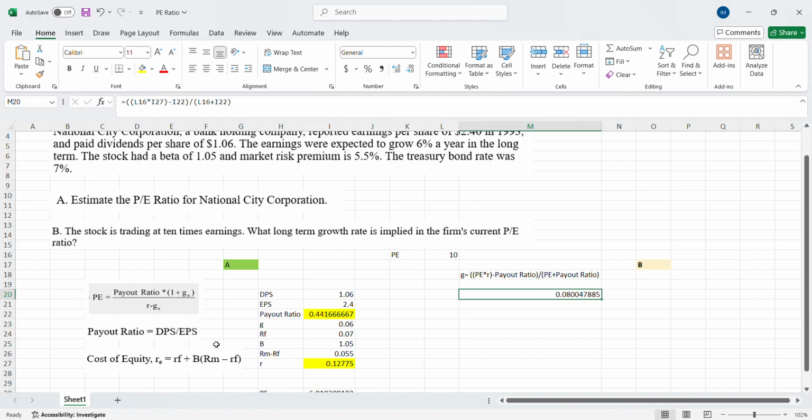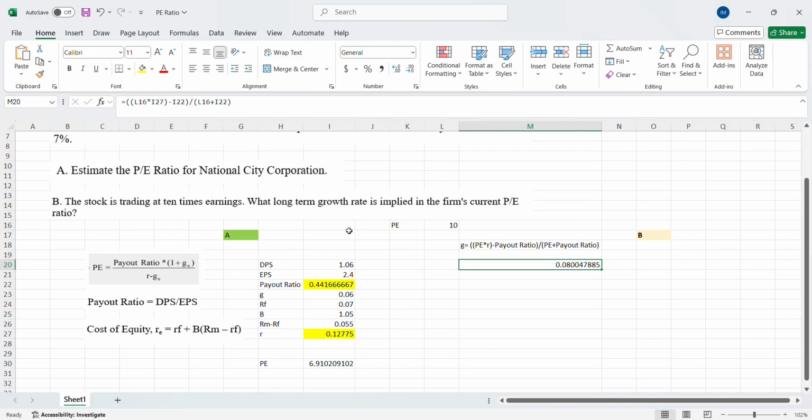So if you want to calculate the R, you have a formula like this. If you want to calculate G, you can get it from this one. If you want to calculate payout ratio, there's a formula. So now you have all the necessary formulas you need to calculate all the components from the price earning ratio.